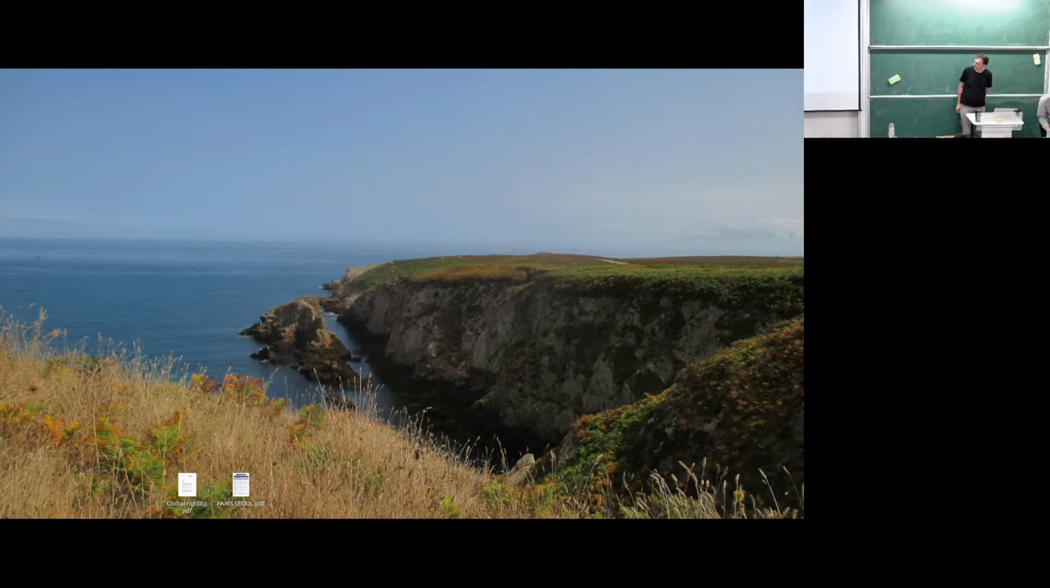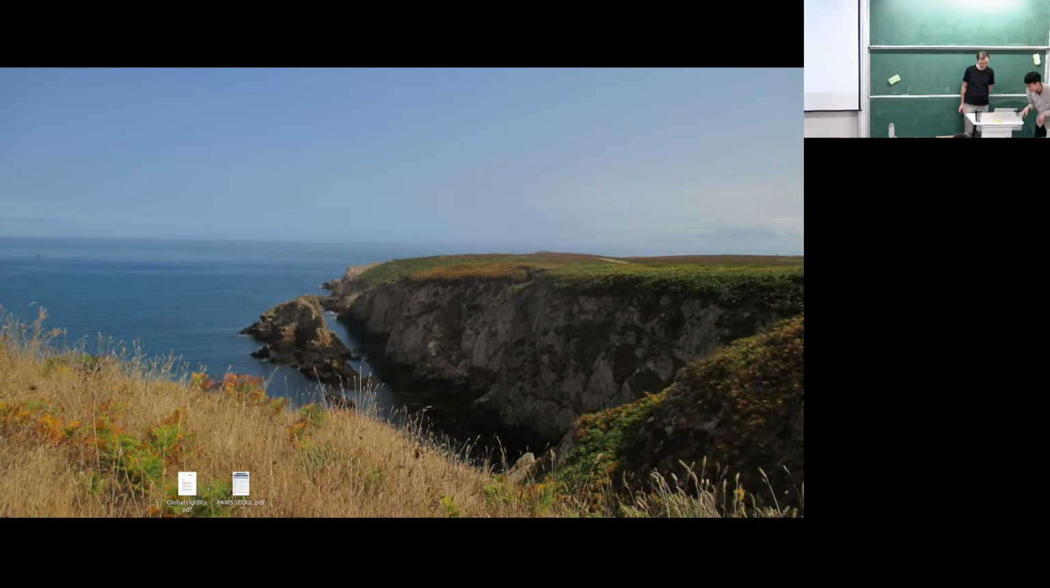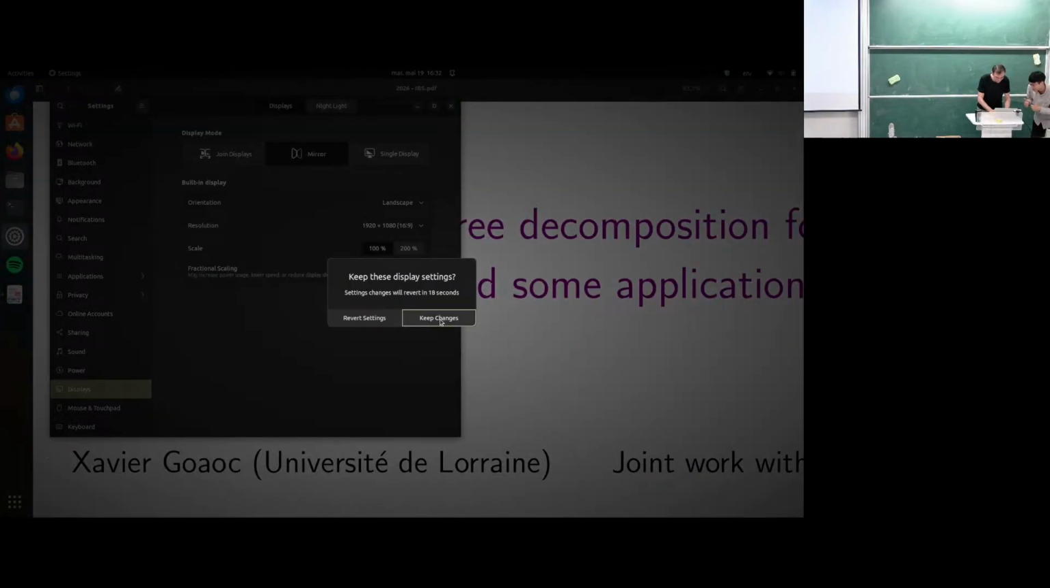Is there any issue with the live streaming? Now it works.